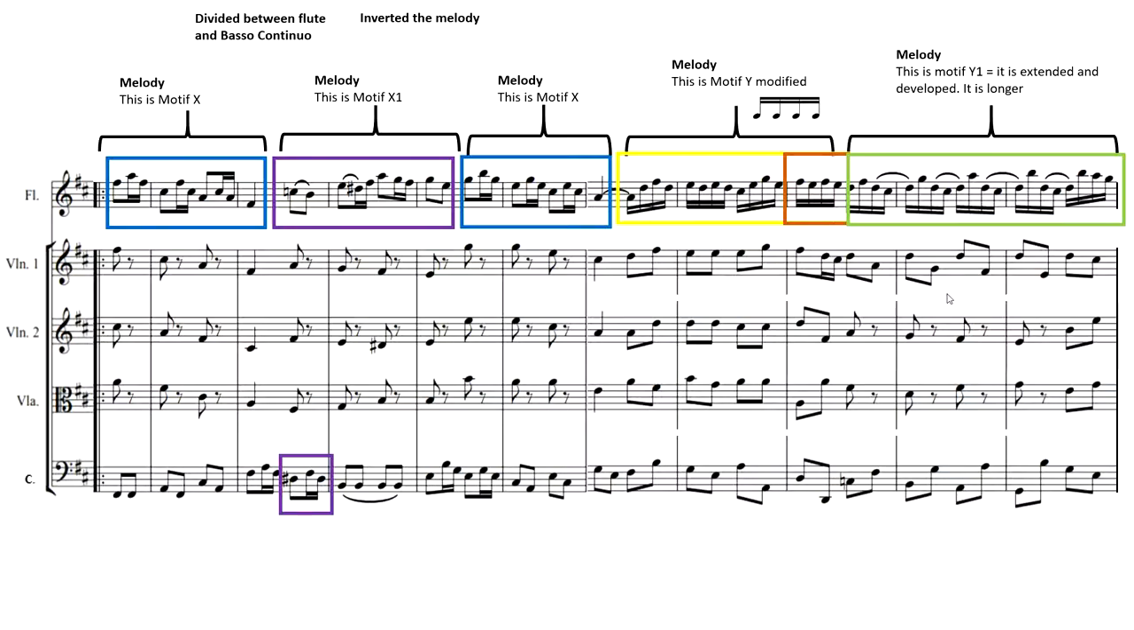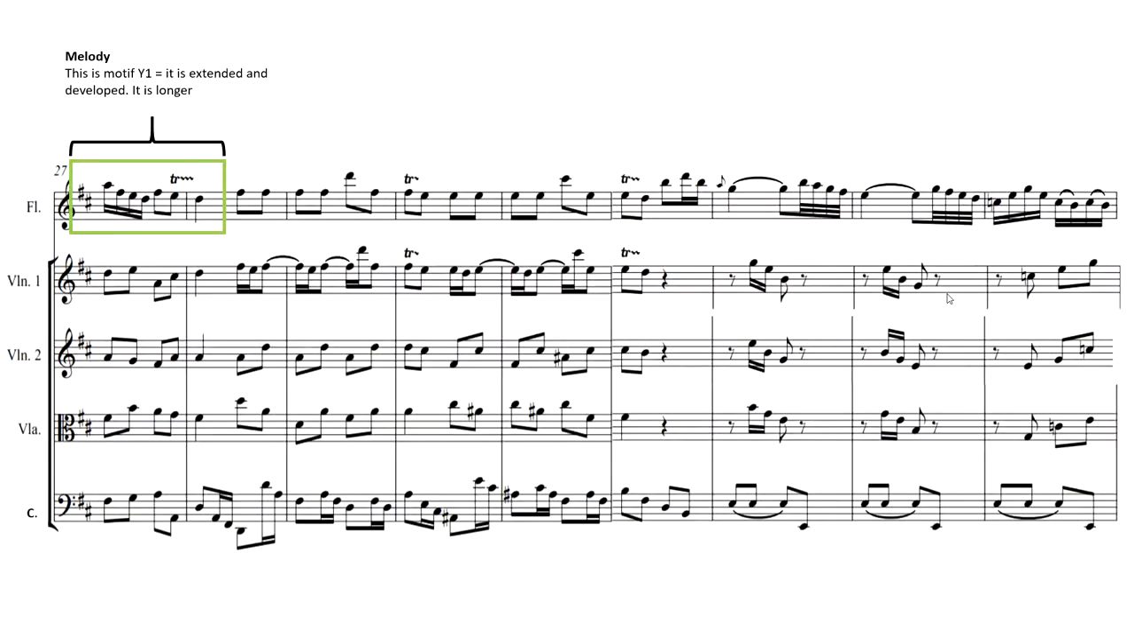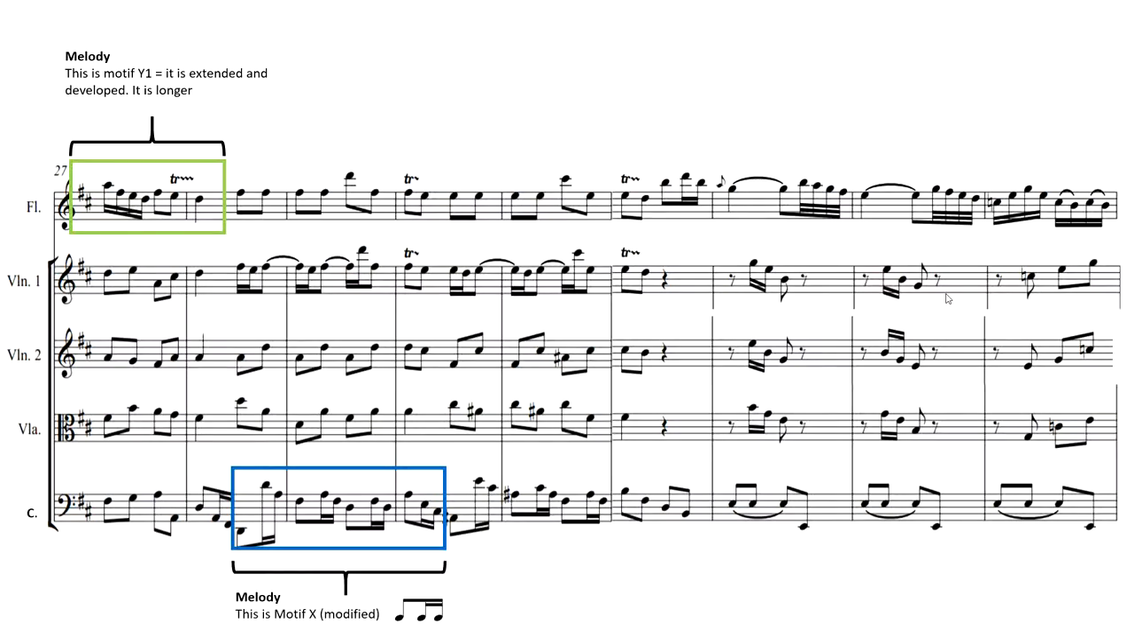Now that melody does continue on the next page and I've just highlighted it there. This is the genius of Bach now. He starts to change what we're used to. We've been used to the melody being in the flute. Now he's started to use the basso continuo. So the basso continuo is now playing motif X. This is modified because he's ending it with a quaver and two semiquavers. Let's have a listen to it.